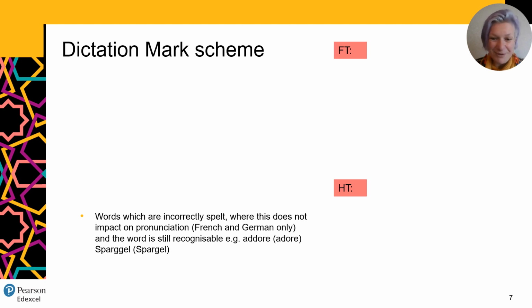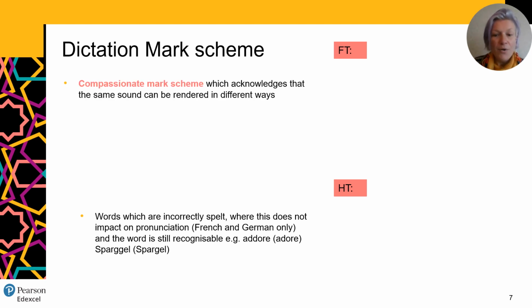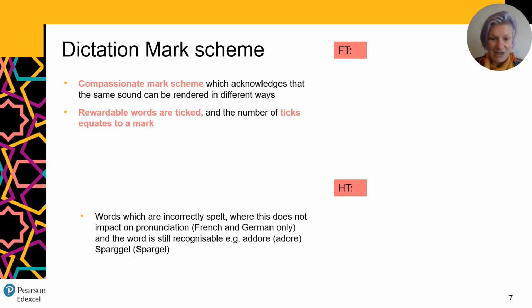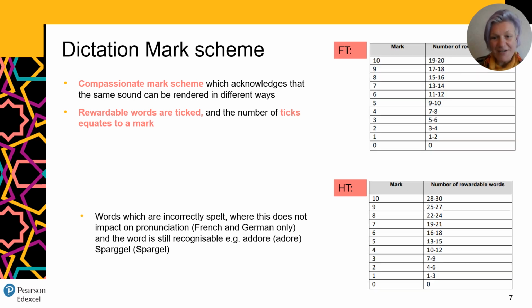So we've talked about words which are creditworthy or creditable, I think I've been saying for the past couple of slides. So let's spend a bit of time now looking at the mark scheme. We have developed for the dictation a mark scheme which is compassionate in that it acknowledges that in quite a few examples, the same sound can be accurately rendered in different ways. What we will then do in the dictation is tick all of the words that the student has transcribed which are rewardable, and we will convert the number of ticks into a final mark out of 10.